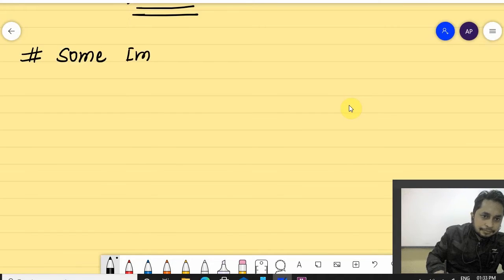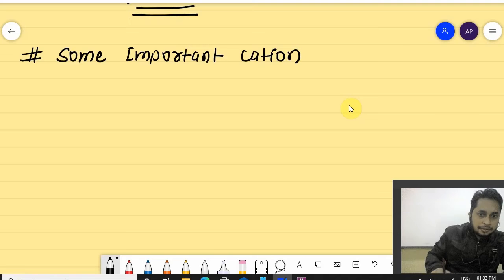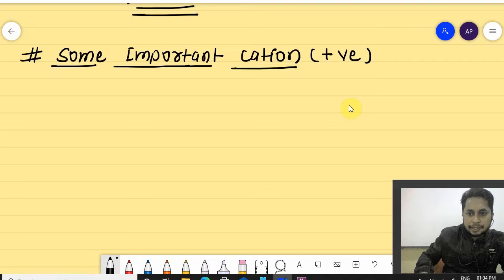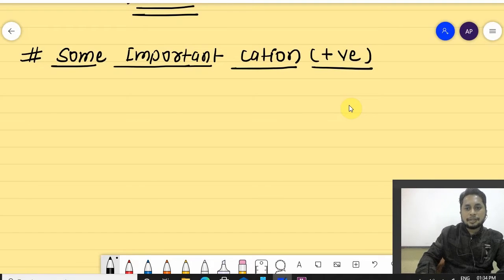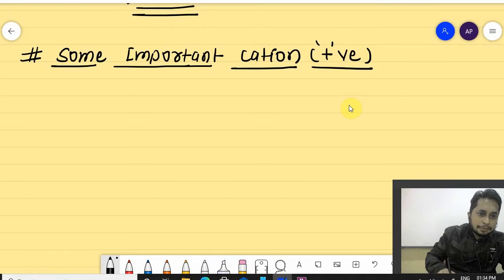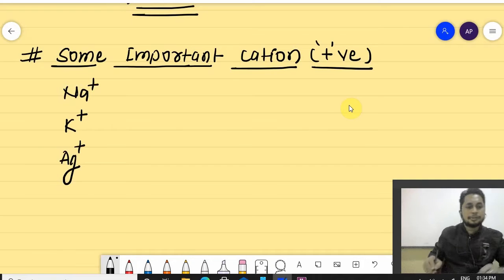Some important cations. If you remember the symbols and the charges of cations and anions, then there will be no doubt in writing the correct molecular formula. Cation means positively charged species. So how many cations do we need to remember? Sodium, potassium and silver. These three cations have a single plus charge.